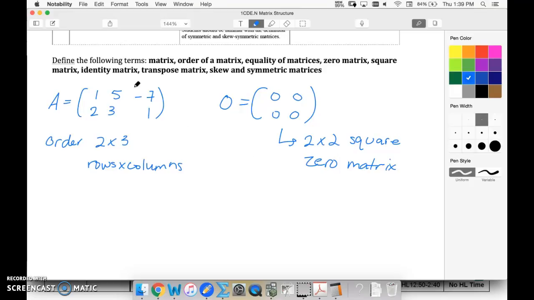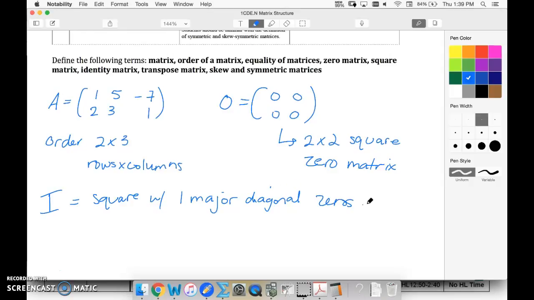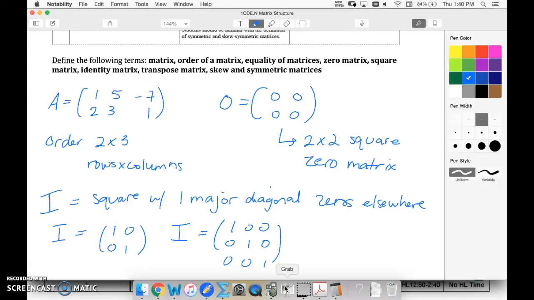Identity matrices are always square. So I is an identity matrix. It's a square matrix with 1s on the major diagonal and 0s elsewhere. So our 2 by 2 identity matrix is 1, 0, 0, 1, the 3 by 3 is 1, 0, 0, 0, 1, 0, 0, 0, 1, etc.